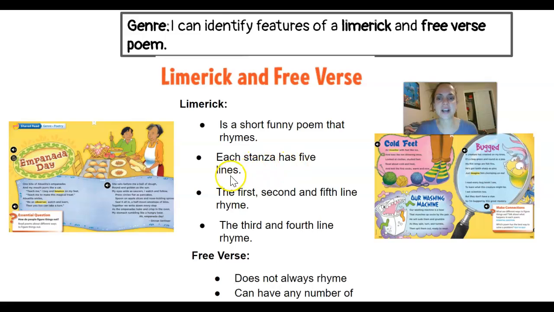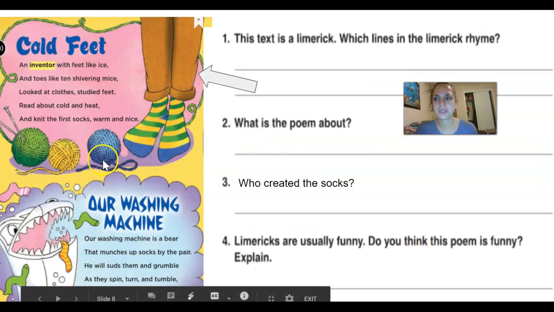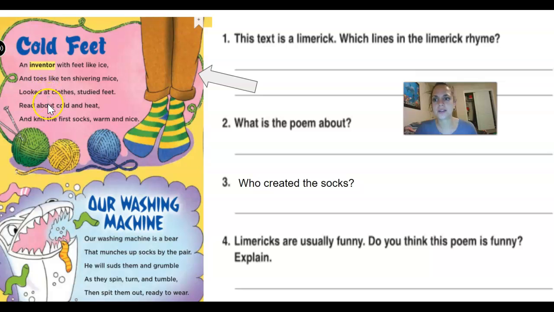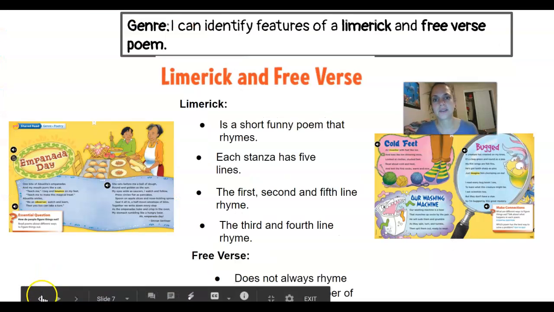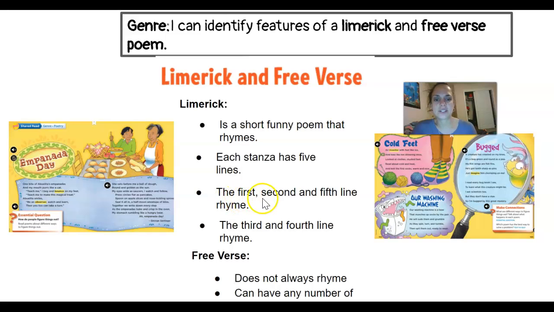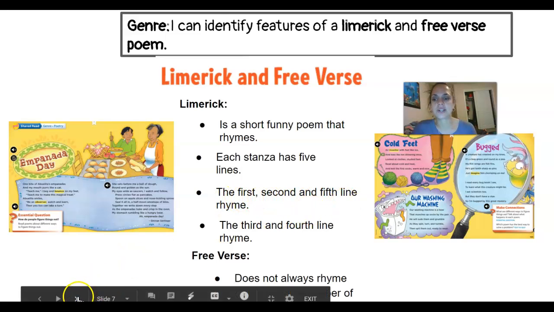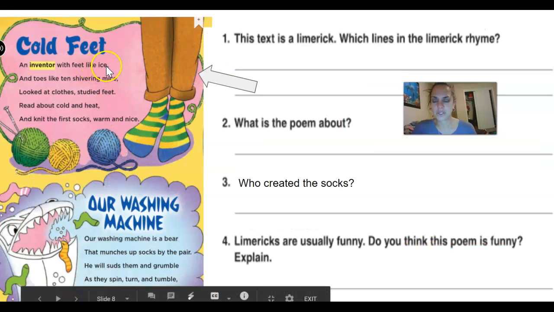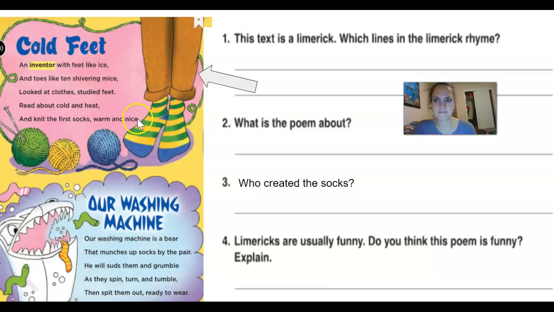Each stanza has 5 lines. 1, 2, 3, 4, 5. We have 5 lines, and this is one stanza about the same idea. So each stanza has 5 lines. Check. The first, second, and fifth line rhyme. Let's check that. The first, second, and fifth line rhyme. Ice, mice, nice. Those words all rhyme.